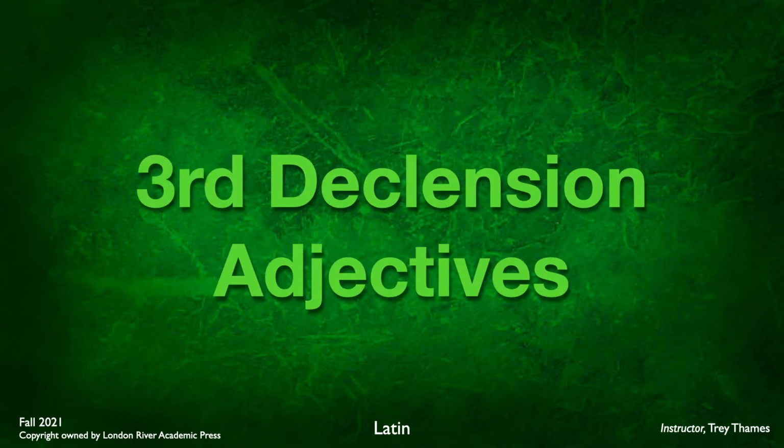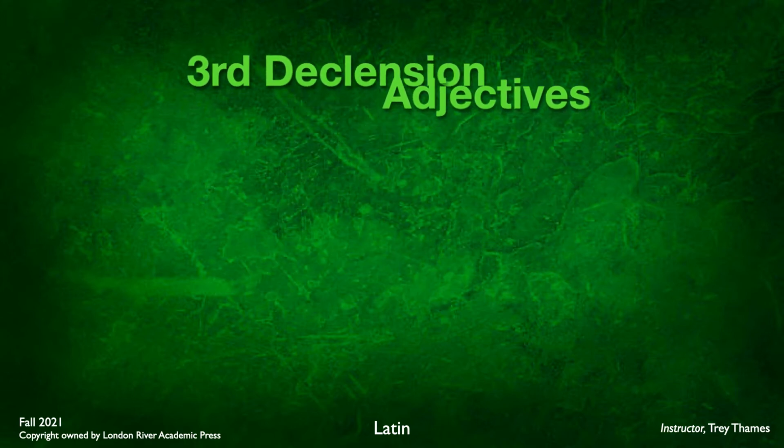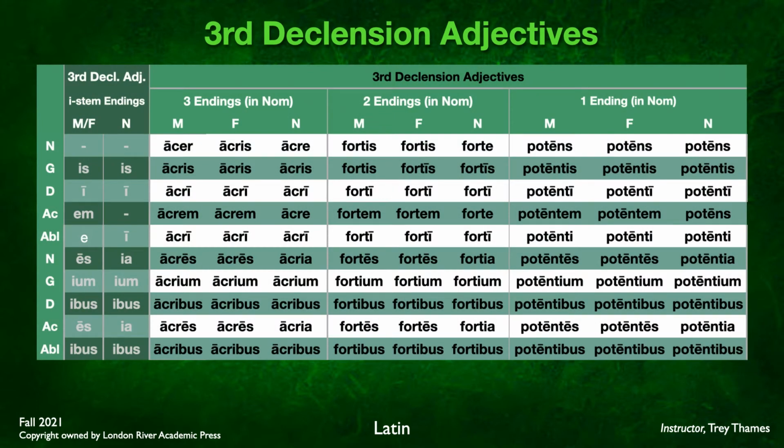Now, there's really good news here. If you managed to master your third declension noun endings, specifically the subcategory third declension i-stem, then this chapter is not going to be a problem. Let's take a look at this. If you notice at the far left of the chart here, you will see your third declension i-stem endings.